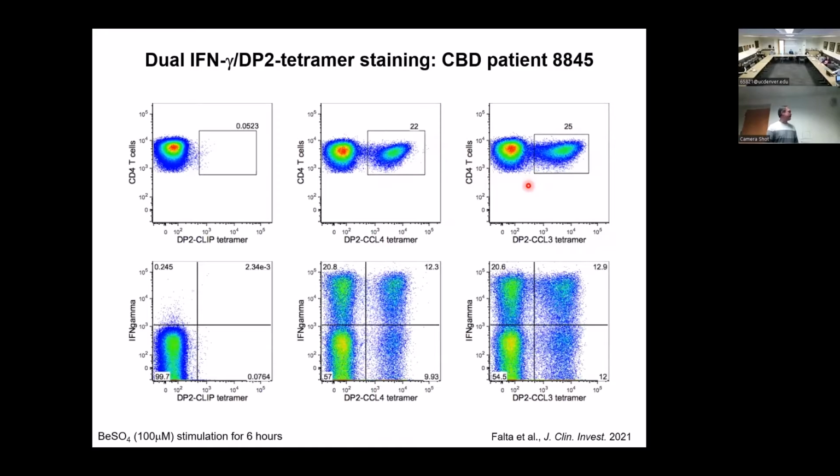Another neat thing that we can do with these samples is combine that tetramer staining with intracellular cytokine staining. In this case, we took those ex vivo BAL samples and stimulated them with beryllium for 6 hours prior to tetramer staining, and then did the intracellular staining, in this case, for gamma interferon. You can see the two quadrants up here, totaling over 30% of the BAL CD4 cells, are making gamma interferon in response to beryllium. There's none made in the control. And a good fraction of those are actually binding to the CCL4 tetramer. And this is the same data with the CCL3 tetramer.